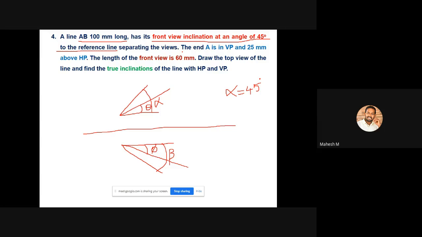In each and every problem, they will at least give you the starting point dimension or else the ending point dimension. In this problem, we have the value for the starting point dimensions. So the end A is in VP. What is meant by this? If they say it is in HP, we will be marking a line like this. That means the starting point will be on the reference line, but here A is in VP. That means we are going to mark a line like this.